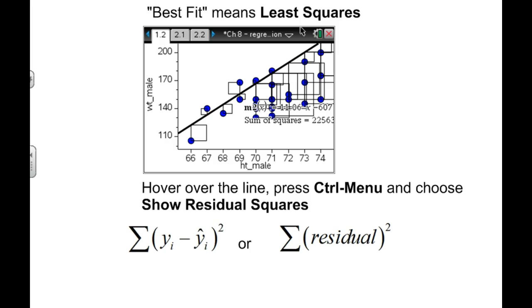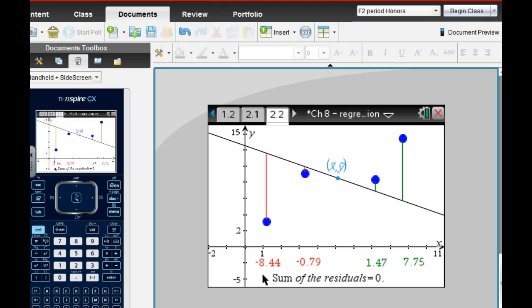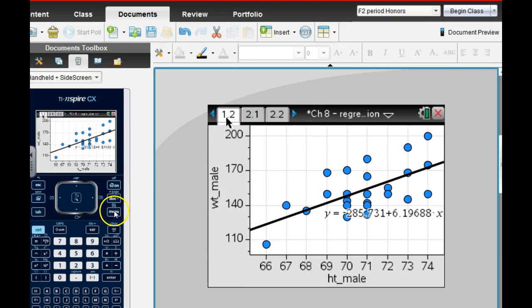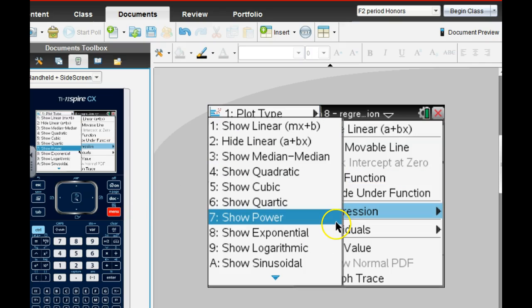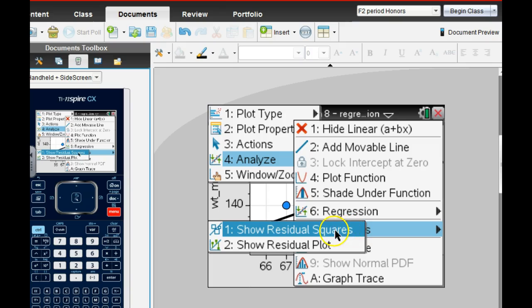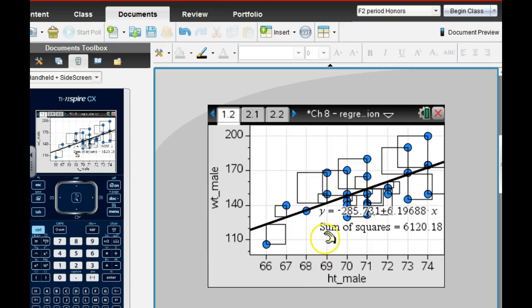You can actually show this on your calculator if you want to show off. You can go back to your data there, and if you hit Menu, Analyze Residuals, there's a couple options. One of those is Show Residual Squares, and so they can actually total those. In this case, the residual squares total to 7,120. That's the area of each one of these squares.